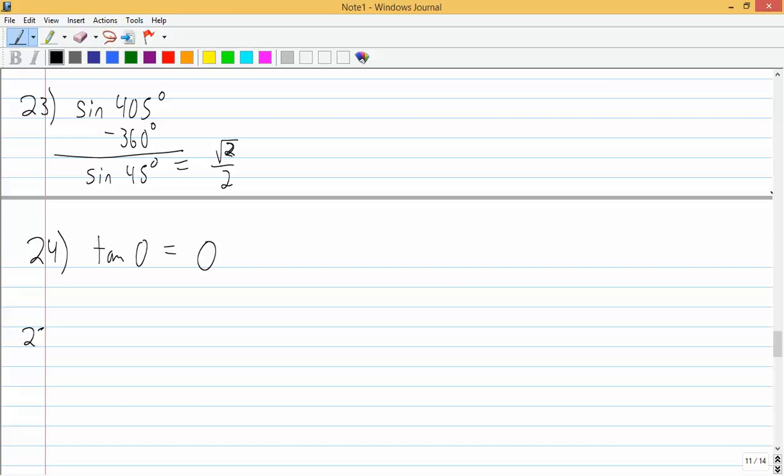Well, I guess we could. Here's an easy one. The sine of 2 pi. Remember, the sine of 2 pi is the same as the sine of 0. The sine of 0 is 0.